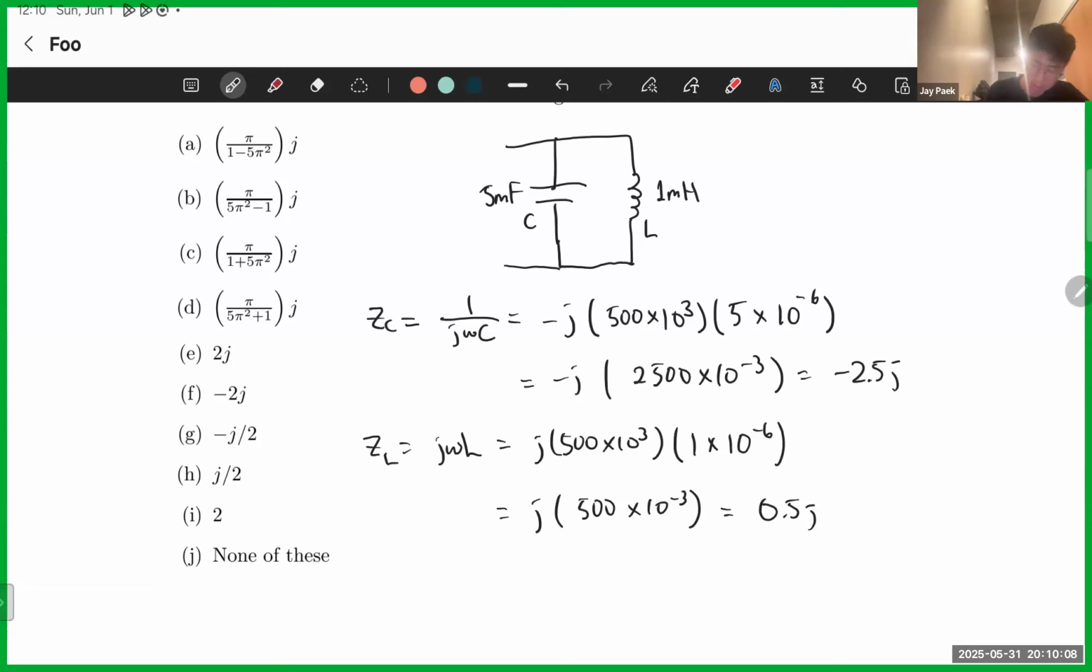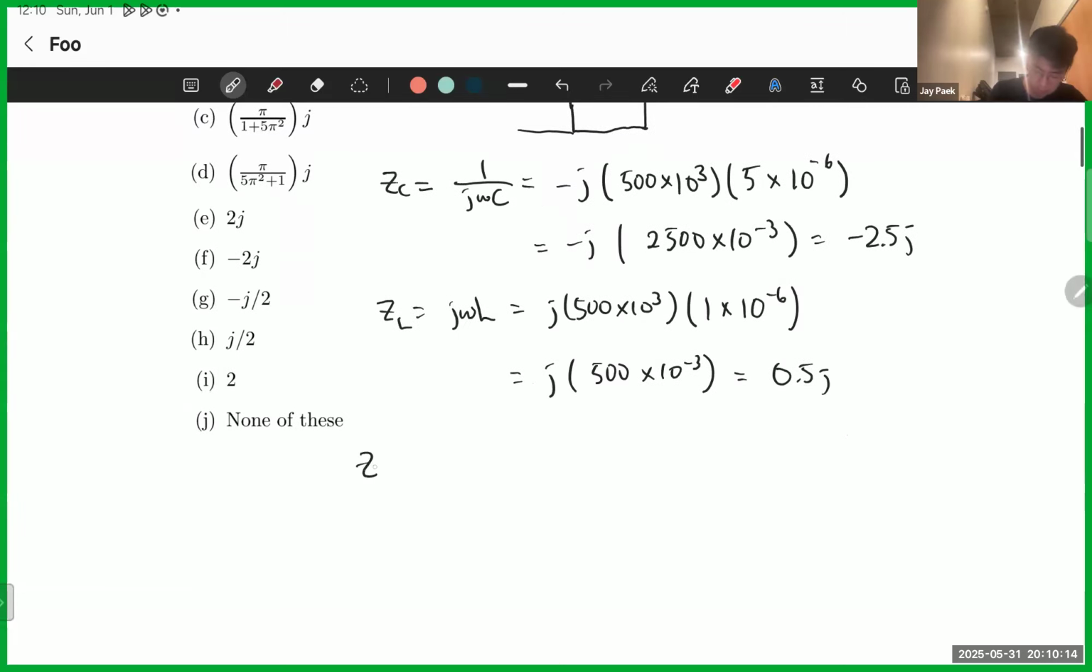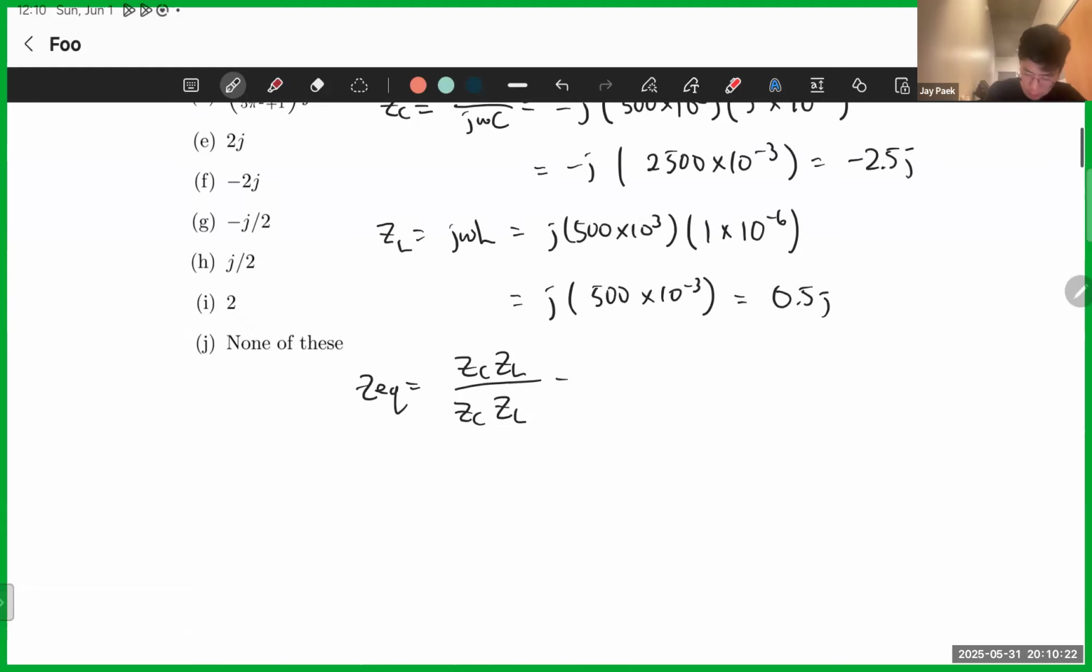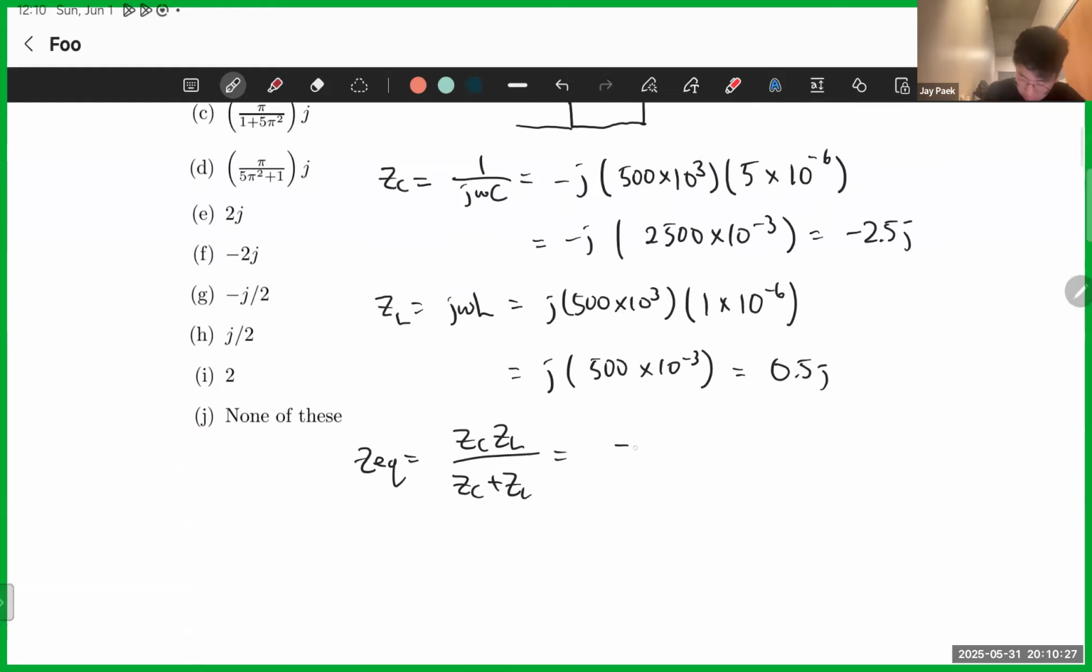And so now we know that we want to find the equivalent impedance, which means that Z_eq is equal to this. All we need to do is just work it out. So we get negative 1.25 j over, sorry, hold j's together, so it's j squared, so it's just this, over negative 2j. And thus what we obtain is this is 5/8.